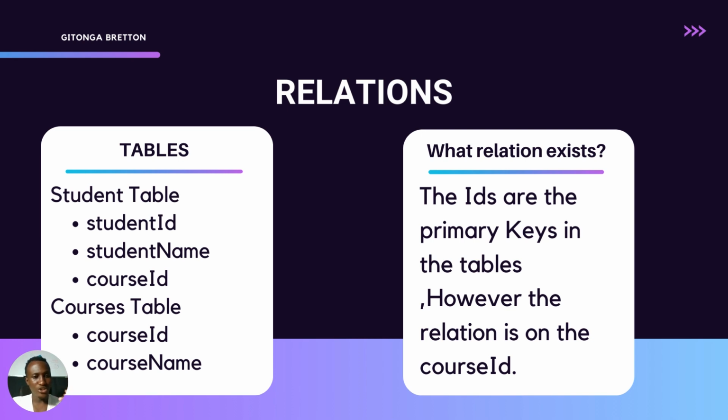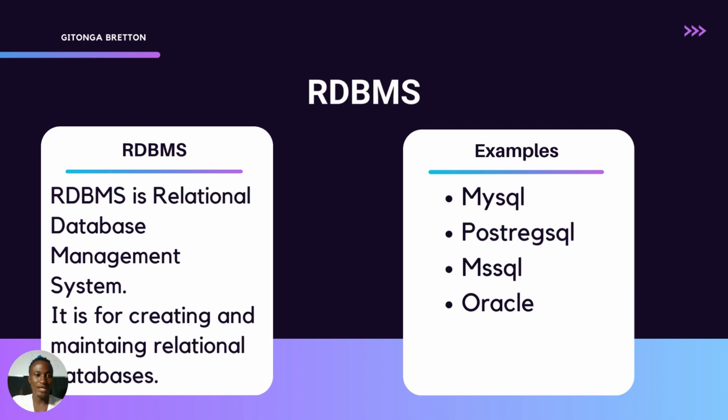So the relationship would be at the course ID, because the courses would be tied to a particular student in a university or a school. But there's one thing you need to note. Every table in relational databases has a primary key. And the primary key is what you use to relate to another table, what we call a foreign key. But we'll be getting deeper into these concepts as we go on.